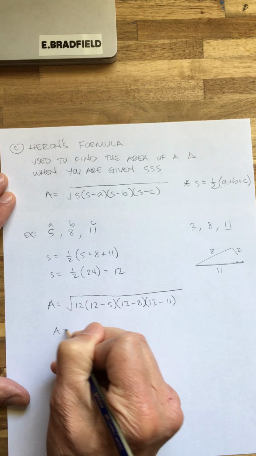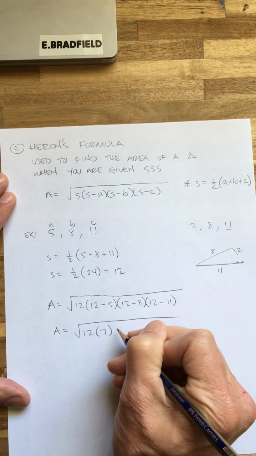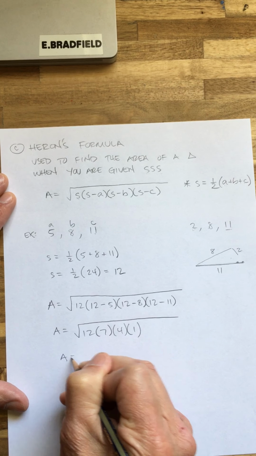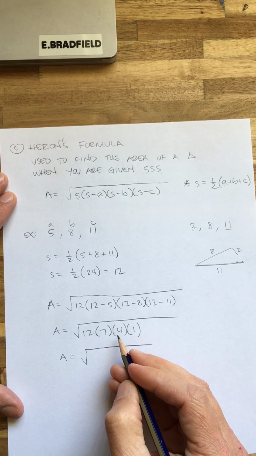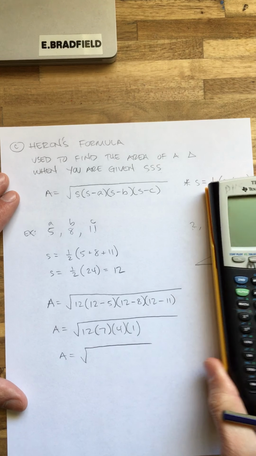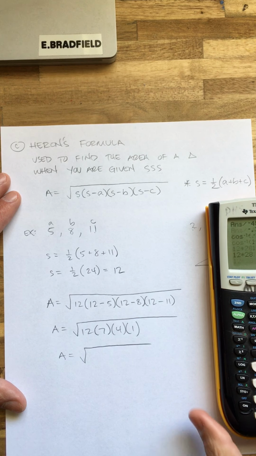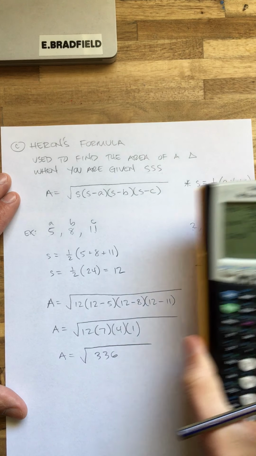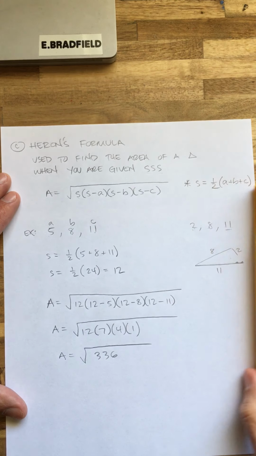Okay? And let me just clean that up a little bit. Area equals the square root of 12 times 12 minus 5 is 7, 12 minus 8 is 4, and 12 minus 11 is 1. So area equals the square root. Let's see, 7 times 4 is 28. I'll just do this in my calculator so I don't screw anything up. So 12 times 28, and that is 336. So I get area equals the square root of 336. Square root of 336 equals 18.3.